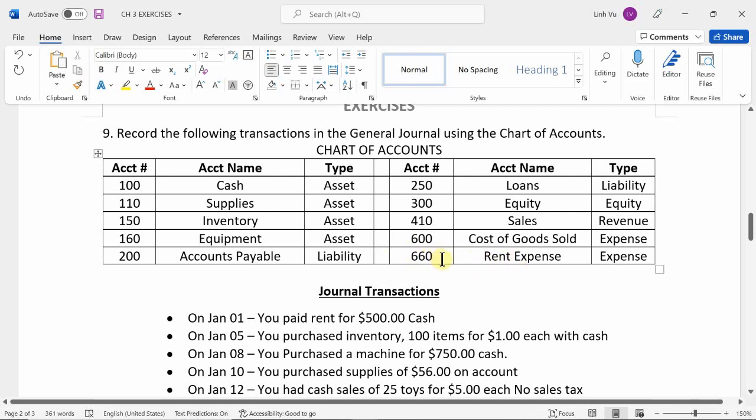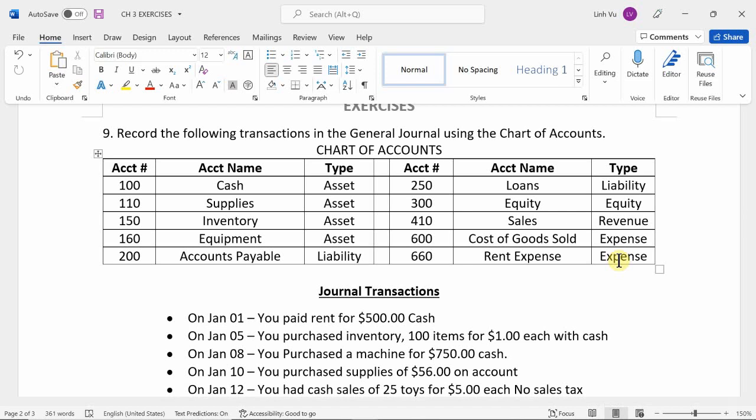I have a rent expense, account number 660. It's an expense. How did I pay this $500? With cash. Do I have a cash account? Yes, cash account number 100. So, step 4, determining using your chart of accounts: do you have those accounts? Yes, you do. Step 5, debit and credit system.